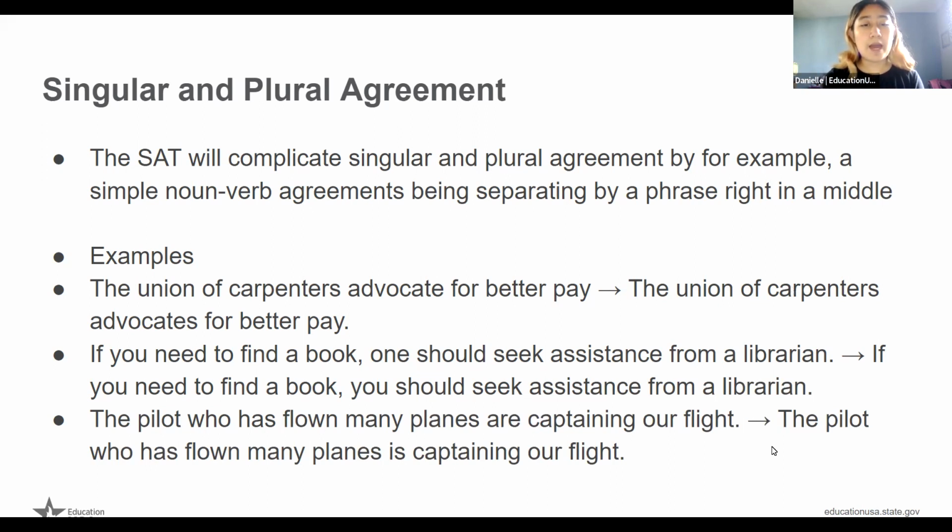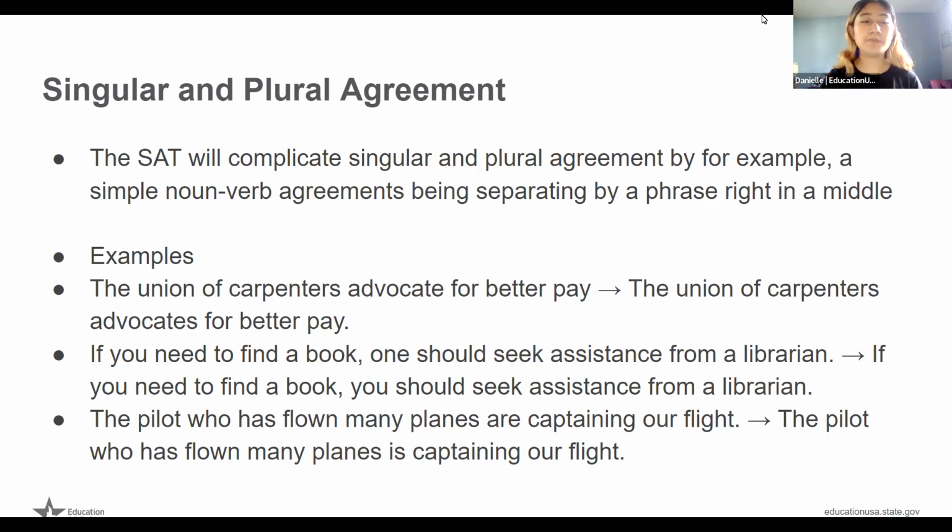They both match, basically. If you need to find a book, one should seek assistance from a librarian. Instead, you should probably just say, if you need to find a book, you should seek assistance from a librarian, as in it's referring to you in the first part and still referring to you. I feel like people don't usually say one unless in an essay where you're not supposed to use you. But other than that, the second one just makes more sense.